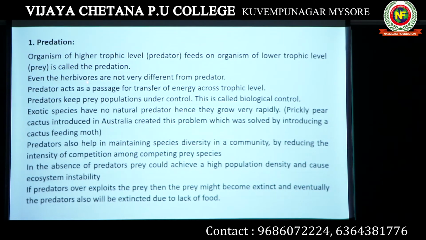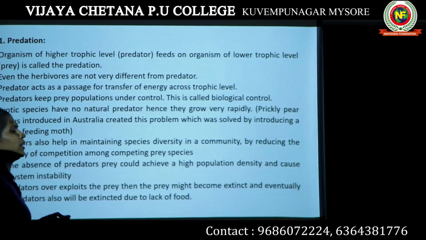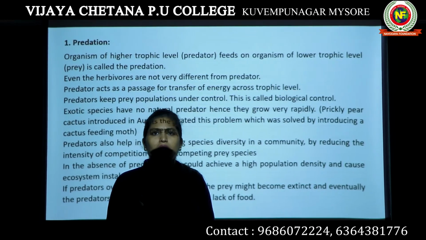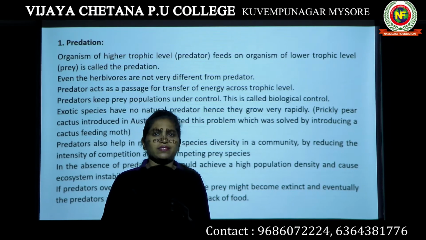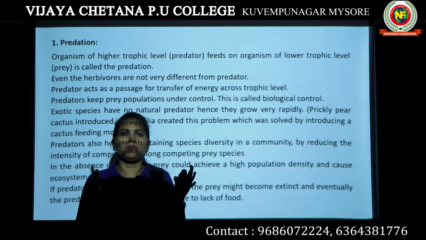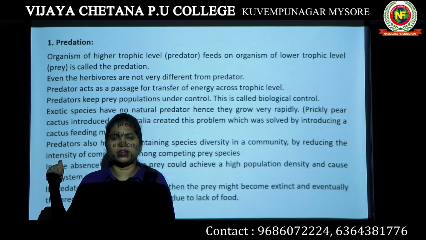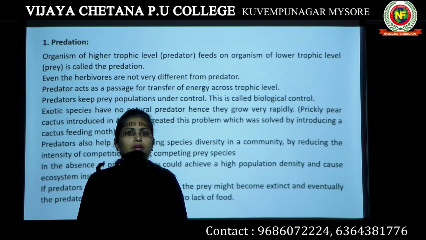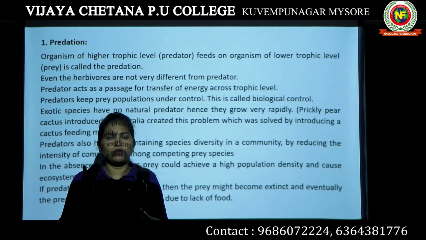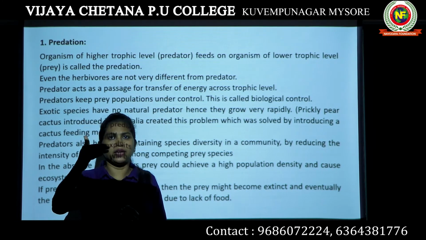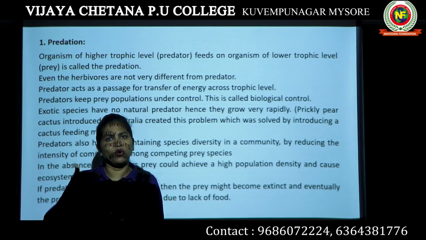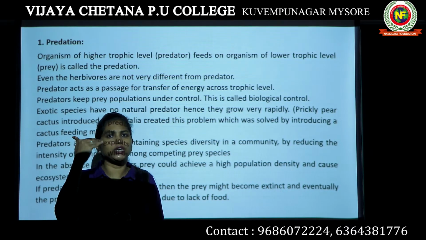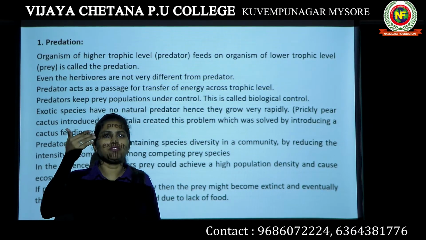Even the herbivores are not very different from predators. Now, this sentence says even a sheep is a predator. In my example, the tiger was a predator and the sheep was prey. But how can the sheep be a predator? Sheep feeds on grass. If we consider the sheep of a higher trophic level and grass of a lower trophic level, then the sheep is feeding on grass. So even the sheep becomes a predator, because it is feeding on grass.